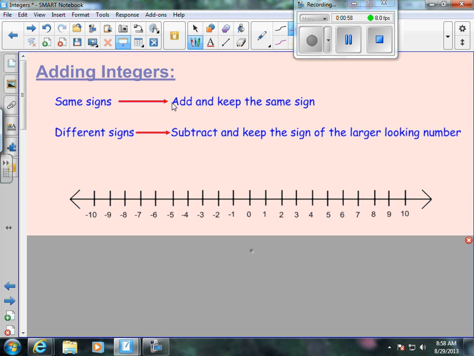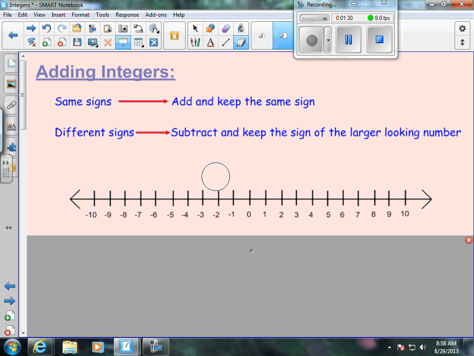Next rules, what if they have different signs? If that had been a -6 and a +3, we have one negative and one positive. They're different. Different means subtract. So we find the difference between 6 and 3. The difference is 3. And then we look back. Which one did we have more of? We have more negative than we have positive. So our answer will stay negative. So the answer is -3.